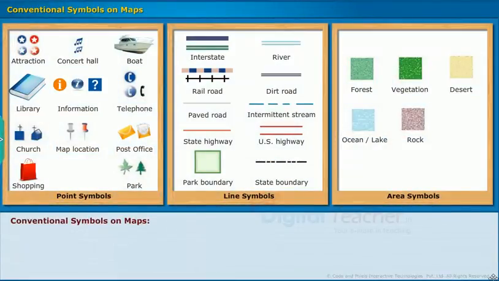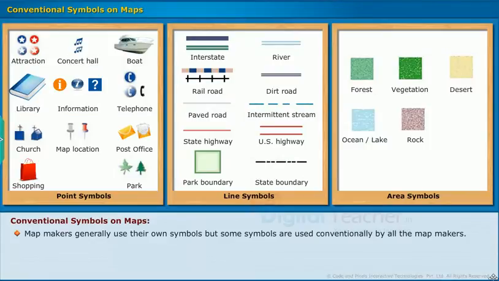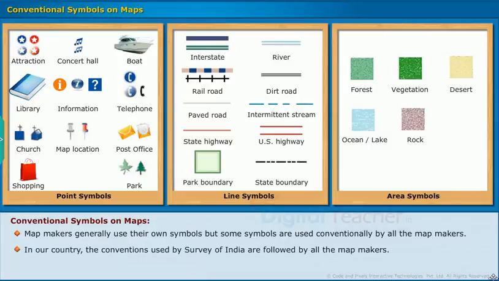Now, let us look at the different conventional symbols used on maps. Map makers generally use their own symbols, but some symbols are used conventionally by all the map makers. In our country, the conventions used by Survey of India are followed by all the map makers. These conventional symbols are called the topo sheets of Survey of India.